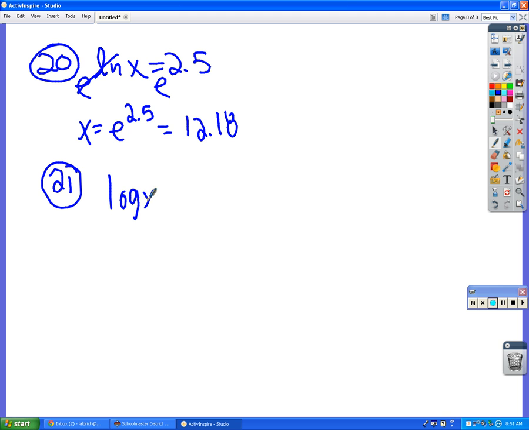All right, number 21, now we have log of x. So to get rid of the log function, instead of e-ing both sides, you 10 both sides. So the 10 and the log cancel, so x equals 10 to the negative fourth, which is 0.0001.